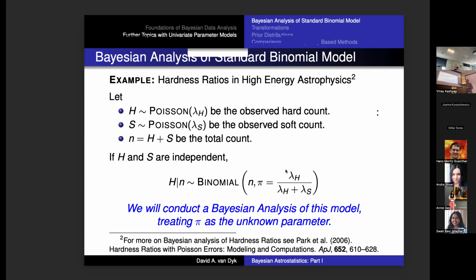So I'm going to say that H, the number of hard counts, given the number of counts, follows a binomial distribution. N trials, it's like flipping a coin n times. And the probability of a success, where a success is getting a hard count, is the relative expected count for hard and soft. And so that pi is the parameter I want to try to learn about. And maybe I expect it to be about 20%, because there are usually more soft counts than hard counts, depending on where I draw the line.